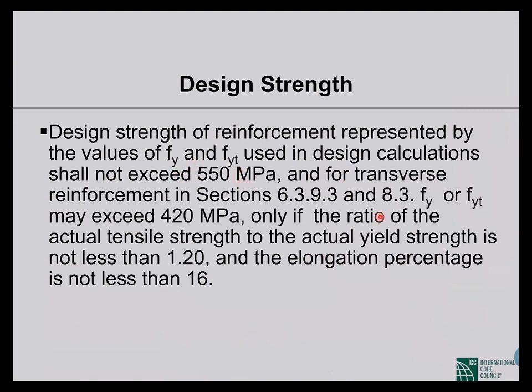According to ASTM A615, I'm again repeating that because there is another ASTM standard we'll see. For transverse reinforcement in sections, fy or fyt may not exceed 420 megapascal only if the ratio of the actual tensile strength to the actual yield strength is not less than 1.2. That is, according to our ductility class, this is ductility class C, and the elongation percentage is not less than 16.